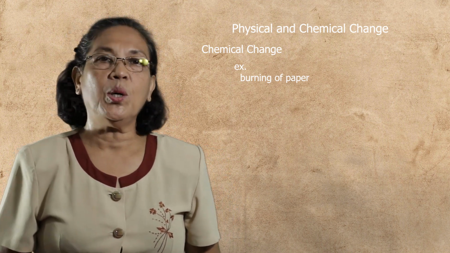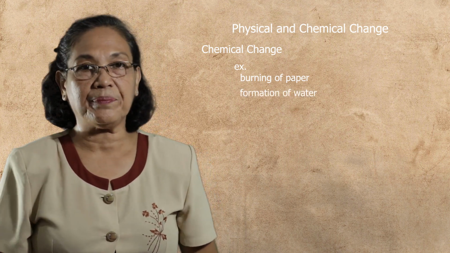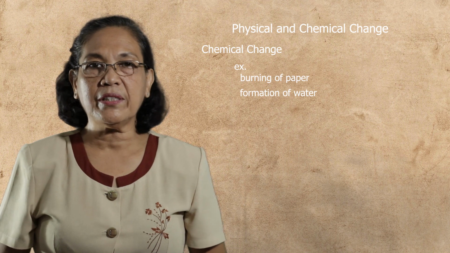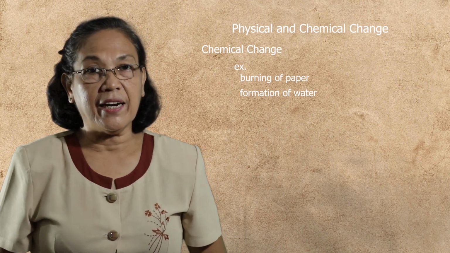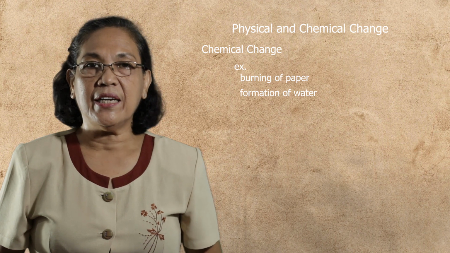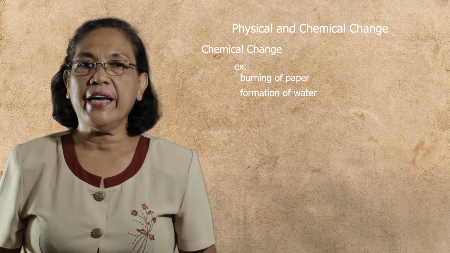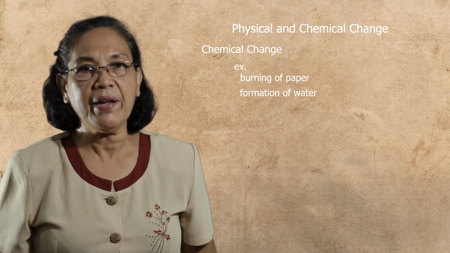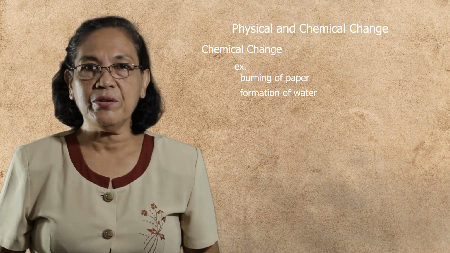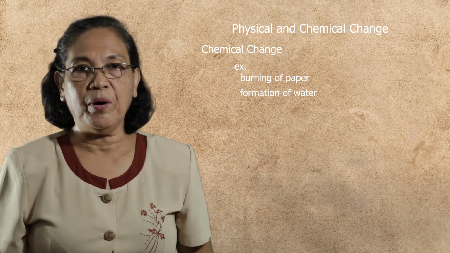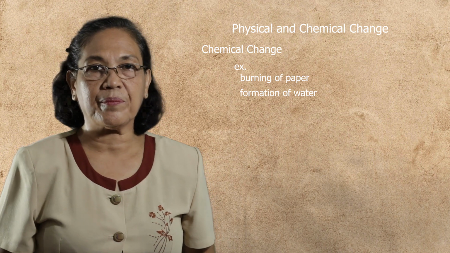Another example of a chemical change is the formation of water. Imagine water is a liquid. If you're going to look at the reactants, they are gases such as the hydrogen gas plus the oxygen gas, and these two, when they react, will form water. Water is a new substance which is composed already of the hydrogen and the oxygen.